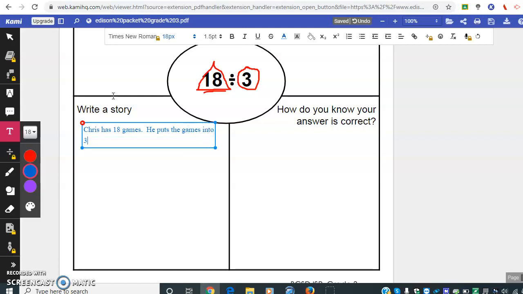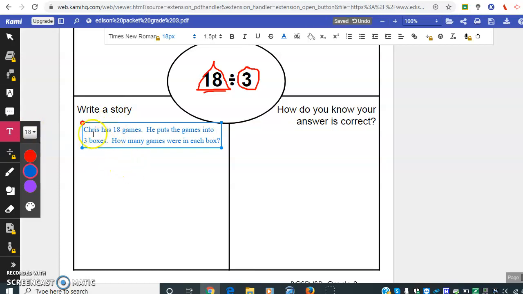into 3 boxes. Piles can also be containers, so I could have said he put them into 3 piles, as long as I'm making groups of something. But I said he put them into 3 boxes. Now my question is, how many games were in each box? Because that's what I'm not sure of. That's the information I'm missing. How many games were in each box?